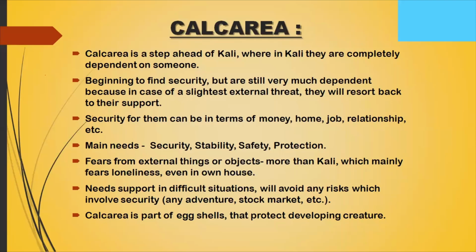The main needs will be security, stability, safety and protection. That's why, as Kali knows that I am completely dependent, it has fewer fears than Calcarea. And Calcarea is taking some risk in life, learning to be independent. That's why fears are more for Calcarea than Kali. Fears from external things or objects are more. Fear of injections is more in Calcarea. Fear of loneliness, even in own house, is in Calcarea. They need support in difficult situations, and will avoid any risks which involve security.